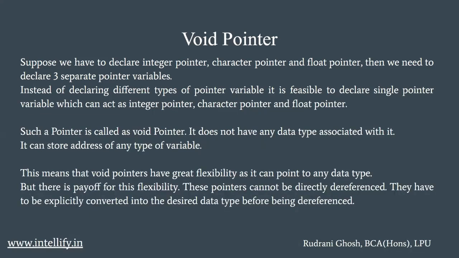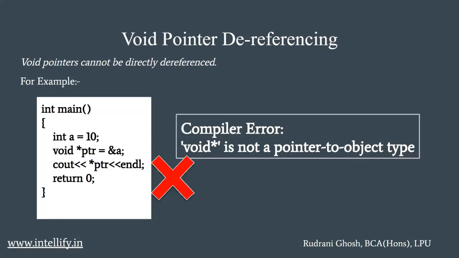There is a payoff for this flexibility also. These pointers cannot be directly dereferenced. We have to explicitly convert this pointer to the desired data type before it is dereferenced. Take a variable int a, which has value 10, and a void pointer which stores the address of a, and we directly try to print the value of ptr using asterisk. We cannot do it because we have not changed the data type, because we have declared the pointer as void.